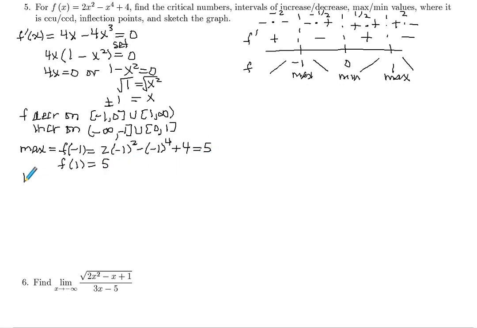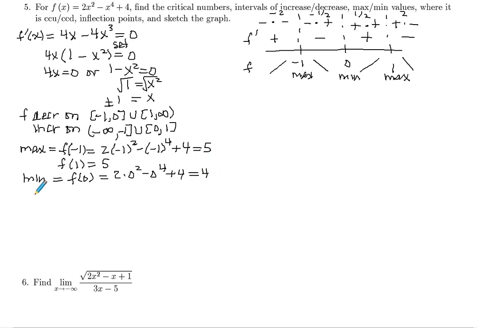And then our min is equal to the function value at 0, because the min's at 0. So f at 0 is going to be 2 times 0 squared minus 0 to the 4th plus 4, which is 4. So minimum of 4 at x equals 0.